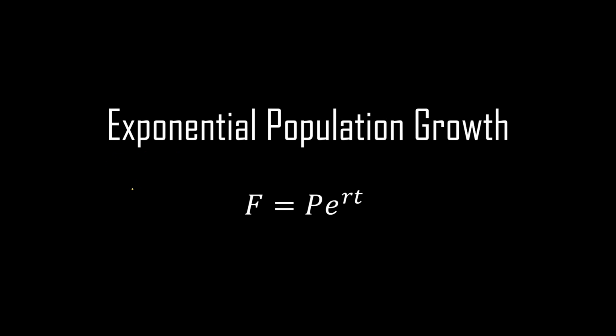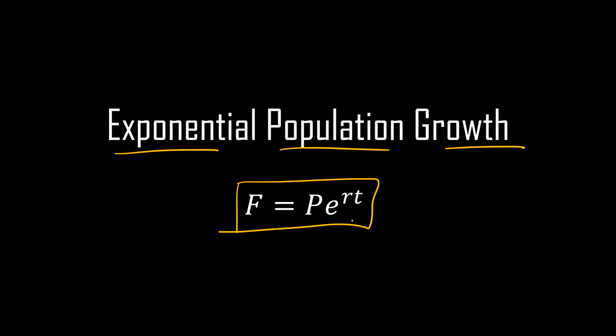In this video, I will show you how to work around the equation used for exponential population growth. This equation is used to estimate the exponential growth of a population. F stands for the future value of the population. P stands for the present value of the population. Depending on how the problem is stated, you need to adjust P to represent the earlier time.